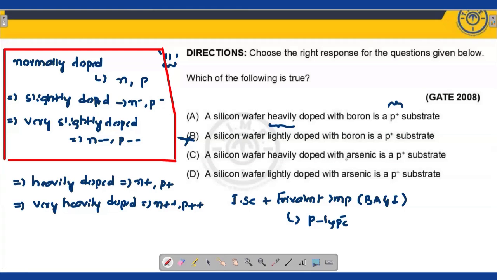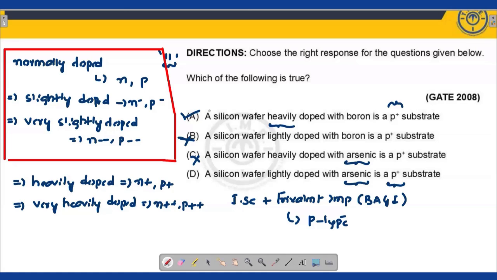See, heavily doped with arsenic. Arsenic itself is a fifth group element, not a trivalent one. This is ruled out. Again, lightly doped with arsenic. This is not a P plus, and moreover this is heavily doped, and arsenic is a fifth group element. So the option itself is A. Here with boron, it forms a P, and heavily doped means P plus. So the option is A over here.